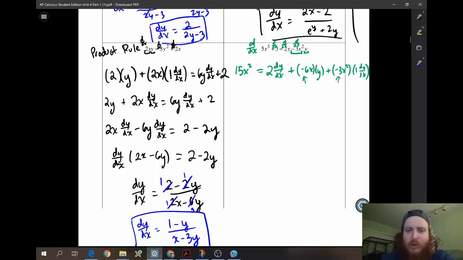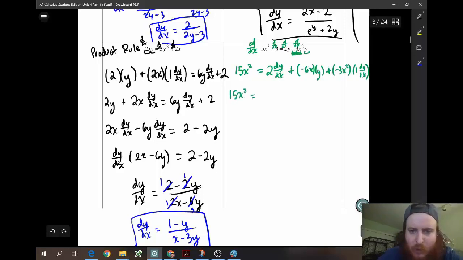The other thing I've seen students do, and this works too, if you had wanted to, is you could have not grouped the negative. You could have just done the 3x squared and the y, but then put both of these as being negative. So if both of those were negative, then the insides would have been positive. But either way you do it is okay. So the way I always do it is I group the negative in, and then just make my product rule both have pluses. So this becomes 15x squared equals 2 dy dx minus 6xy minus 3x squared dy dx.